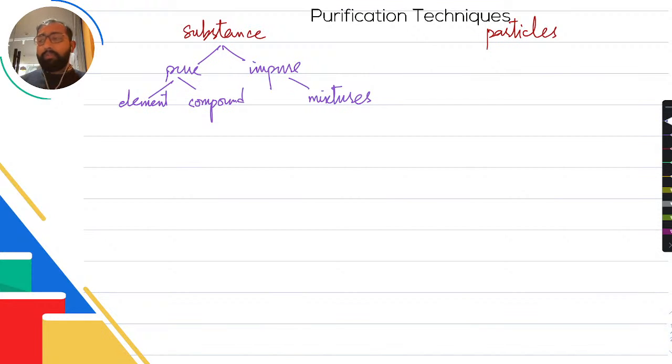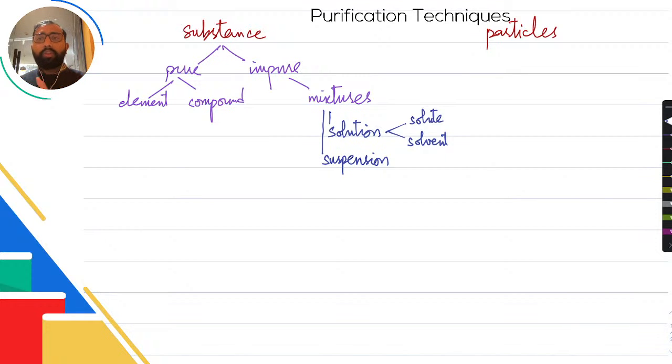In mixtures, a word that we use is solution. And solution is important to understand because a solution is what has solute and solvent, and we'll spend a great deal of time on this today, on how you make a solution and all that. Then we also have suspensions. Suspensions are mixtures that are visibly separate. So there are parts of it that you can visibly see are different, and in a solution that's not the case.